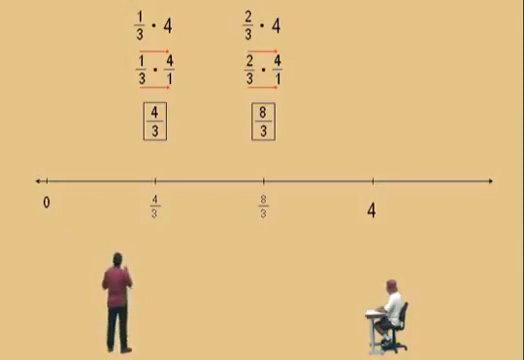All right, Charlie. So 1/3 of 4 is 4/3. 2/3 of 4 is 8/3. What's 3/3 of 4? 12/3?